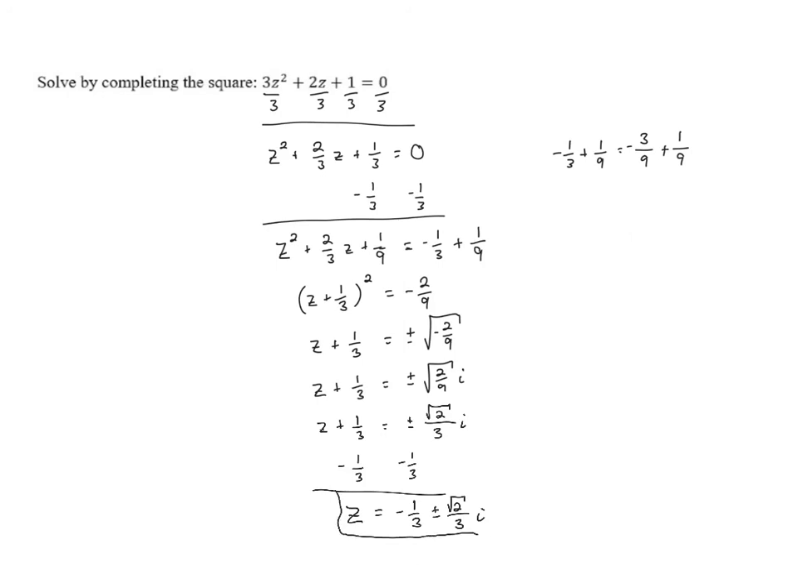And this is our final and probably most complicated answer. We've got a negative number, we've got a square root, we've got fractions, we've got i. This problem has it all. And that's that.